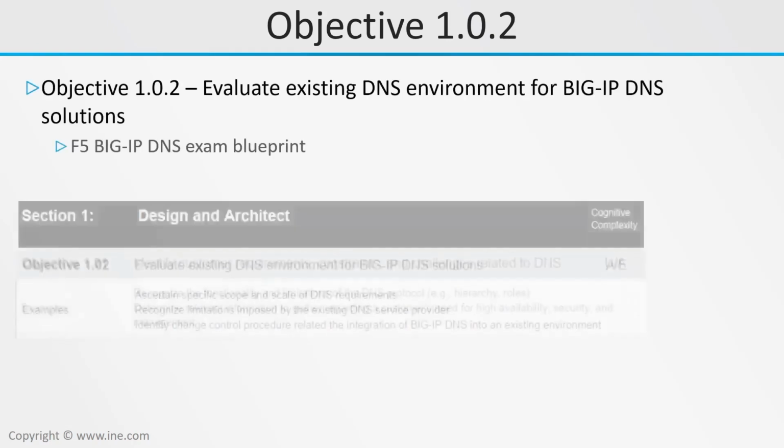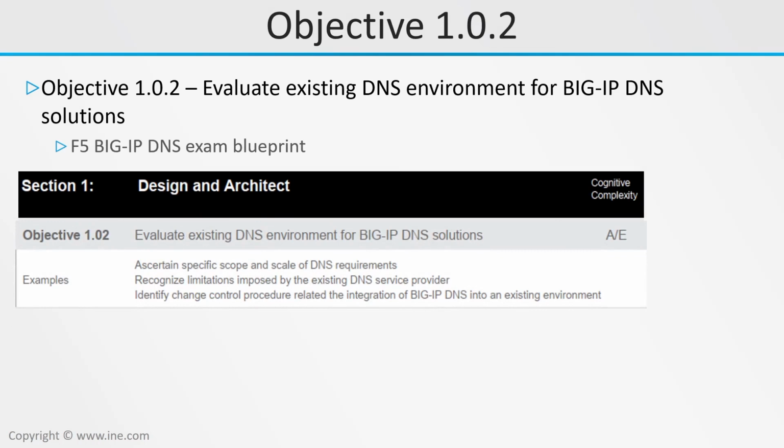Okay, now that we got that under our belt, let's take a look at the next objective on the exam blueprint. It's evaluate existing DNS environment for the BIG-IP DNS solutions. Why do you need the DNS BIG-IP platform in your environment, and to look at some of the solutions for it. So a certain scope and scale for DNS requirements, understand the limitations, maybe your existing DNS provider, and the change control process related to integrating the BIG-IP DNS into your environment.